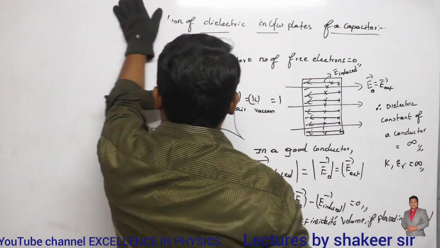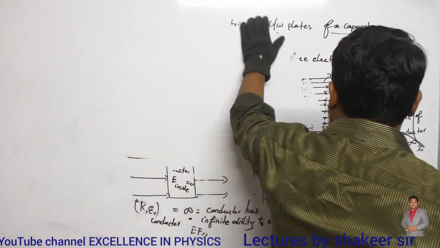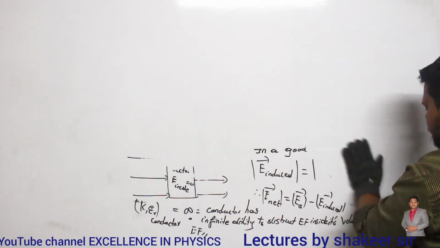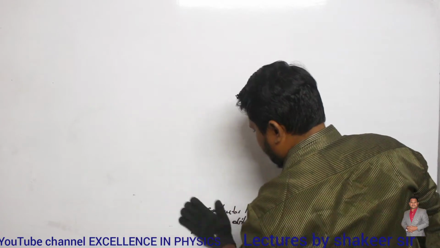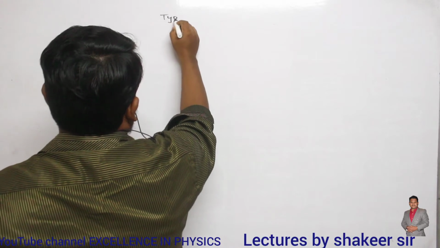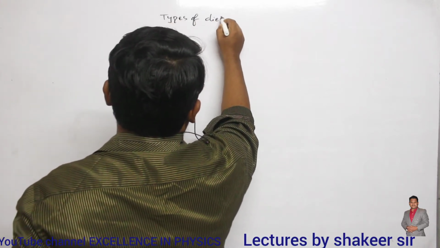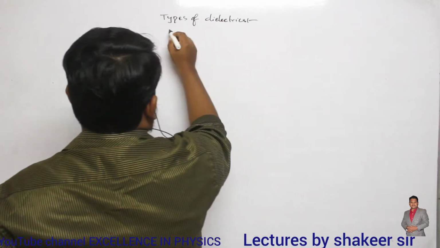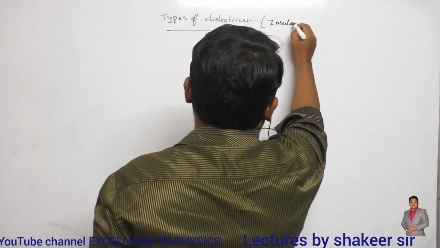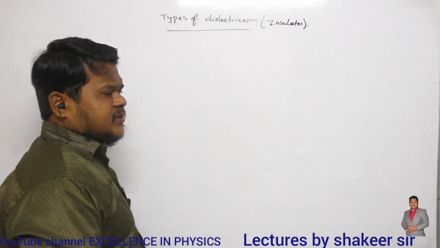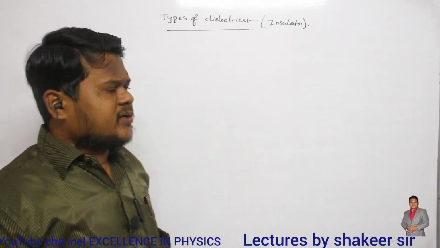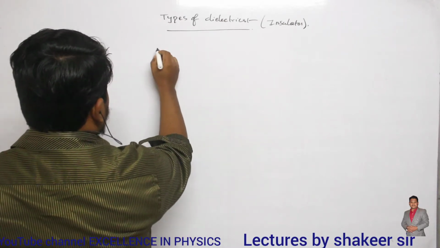Next we will study types of dielectrics. Basically, a dielectric is nothing but an insulator, that's all. I can call a dielectric an insulator, but definitely we cannot only say insulator, because the dielectric constant varies from material to material. So two types of dielectrics exist.